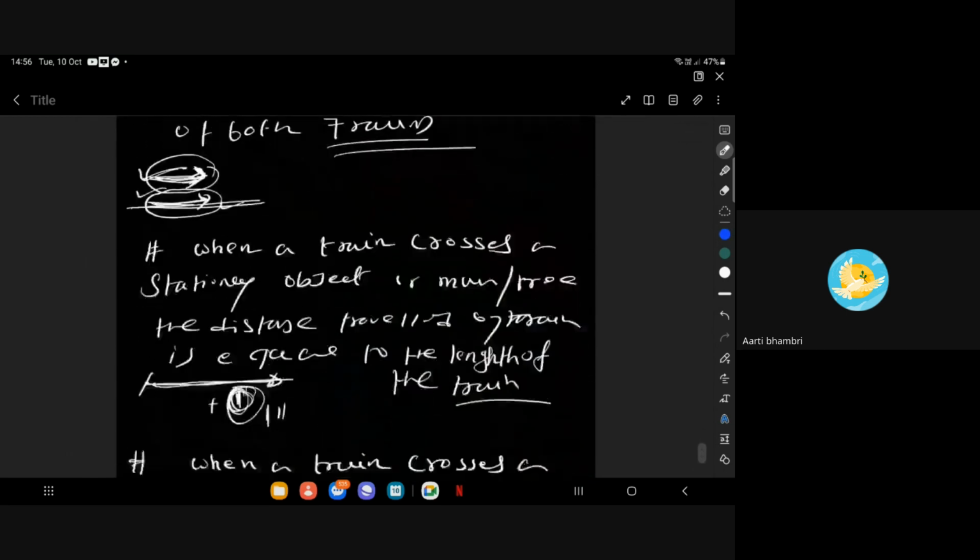So let's revise. When they are moving in the same direction, the relative speed will be A minus B. You understood relative speed, na? Now if they are moving in the opposite direction, it is A kilometer per hour and B kilometer per hour, so it will be A plus B.